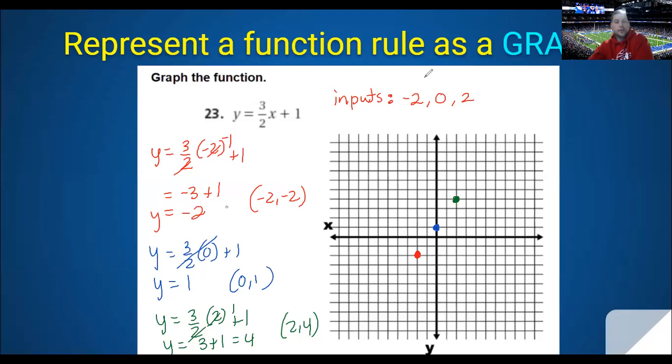All right, check it out. How did you do? Plugging in -2, 0, and 2, those are the numbers I chose. You might have chosen different numbers, but our graphs should be the same.